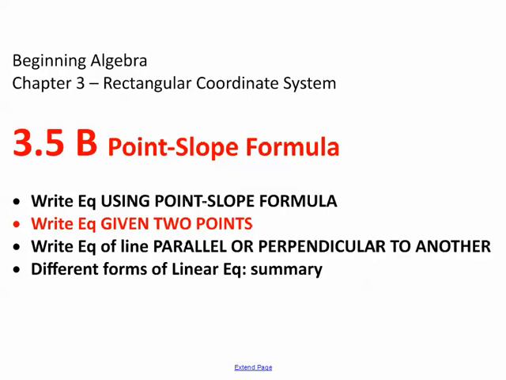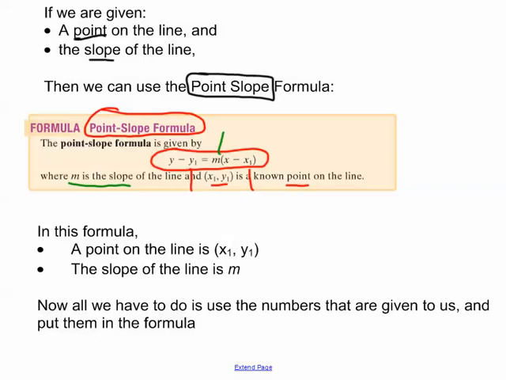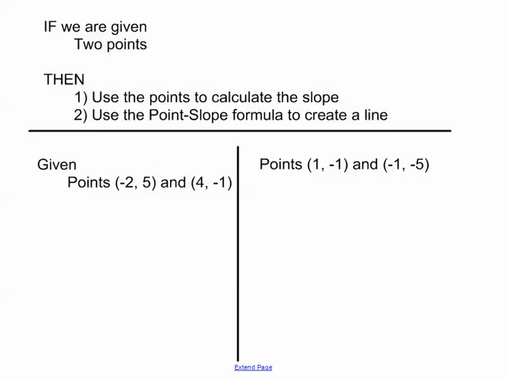Well, we've got to use the point slope formula, but we've got to modify it. We've got to take one step before using that point slope formula. So let's go through what we've got here. If we're given 2 points, then we can use the points to calculate the slope. That's the intermediate step that I mentioned. We've got to calculate the slope using those 2 points.